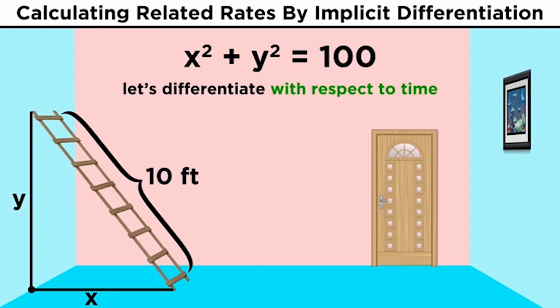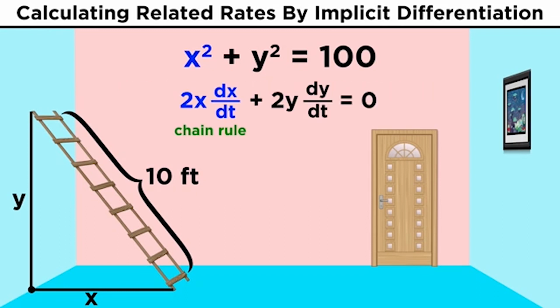Now, as we said, we want to know how these parameters change over time. So let's differentiate both sides of this equation with respect to time. The derivative of x squared with respect to time will be 2x times dx over dt. For y, we get the same thing, 2y times dy over dt. On the right, the derivative of any constant is 0.